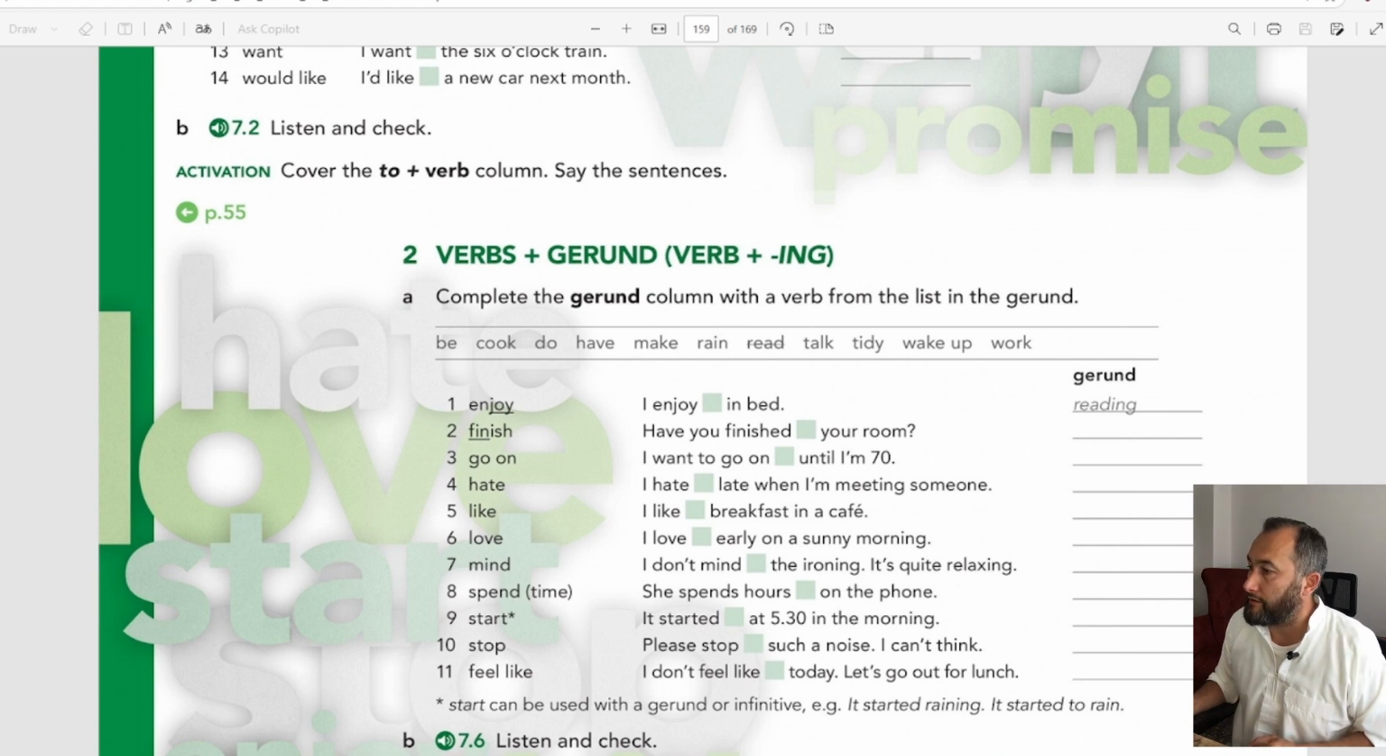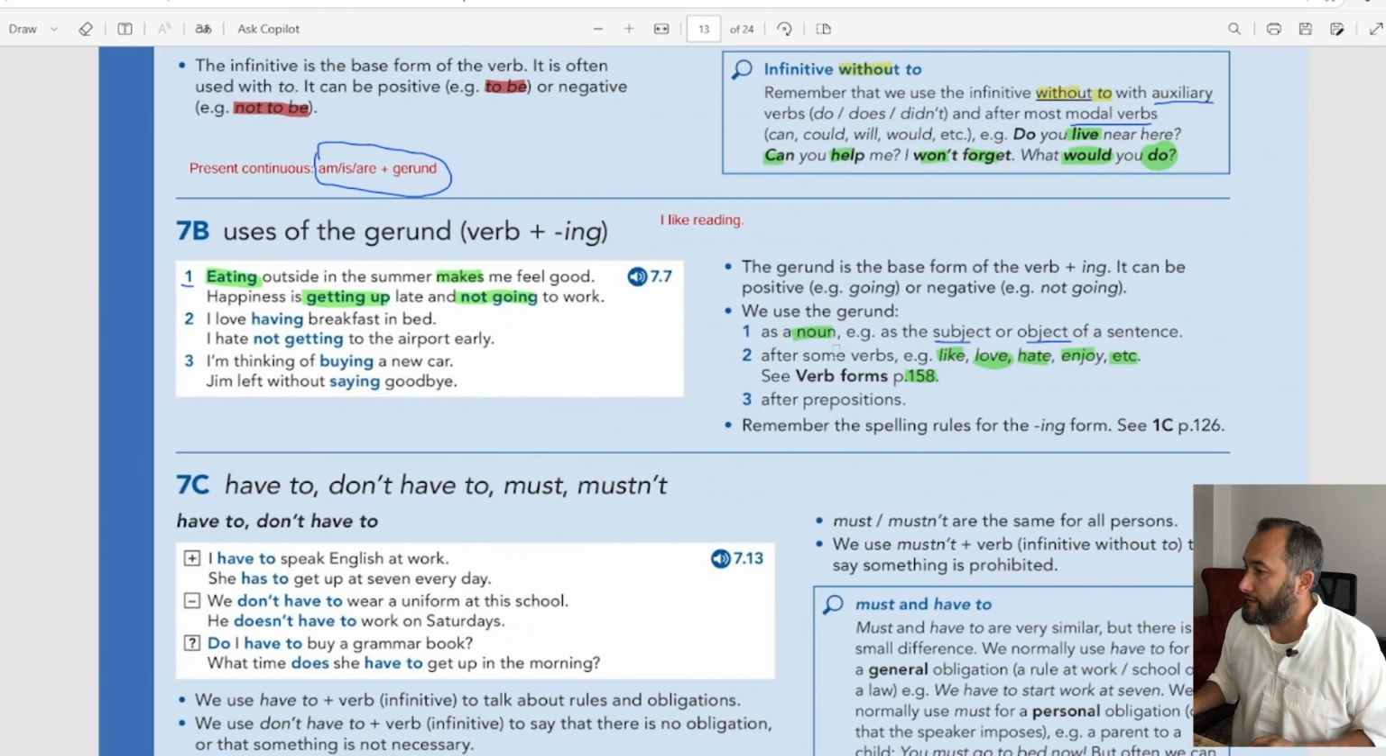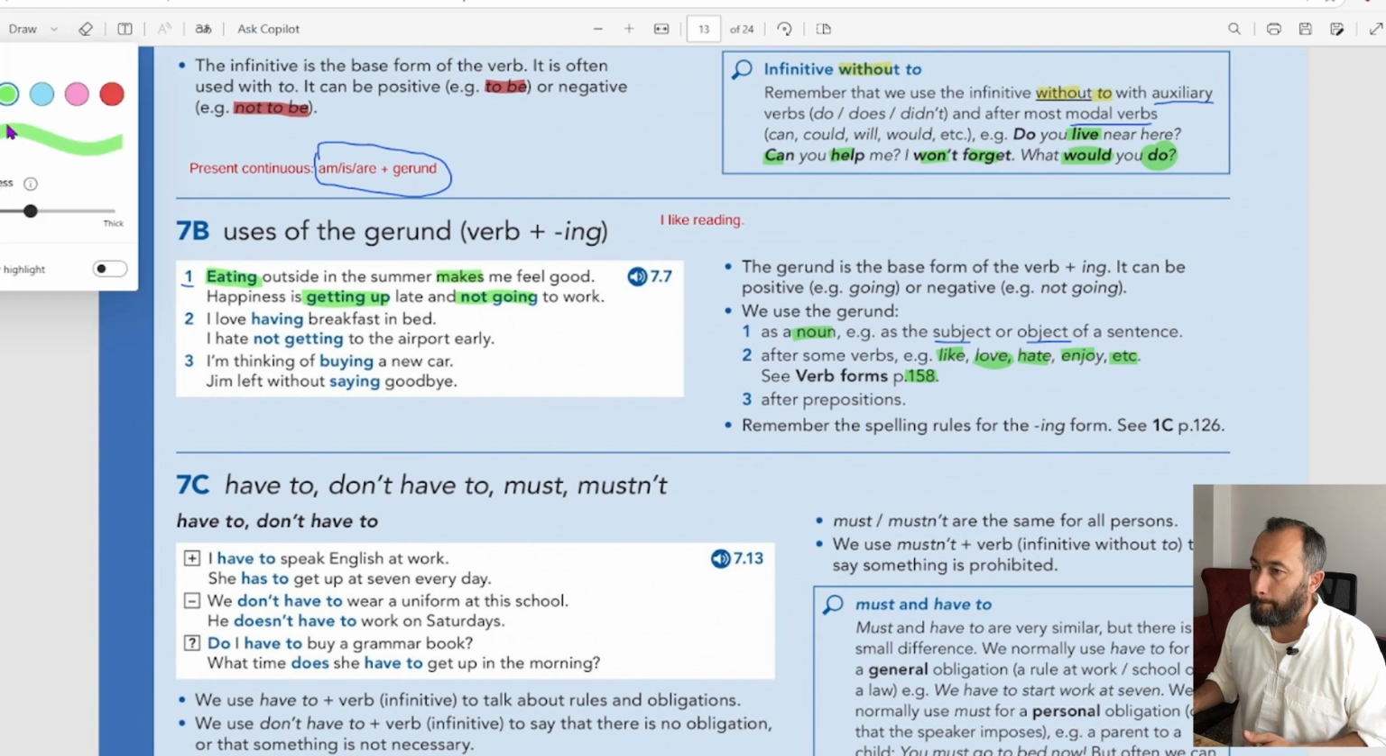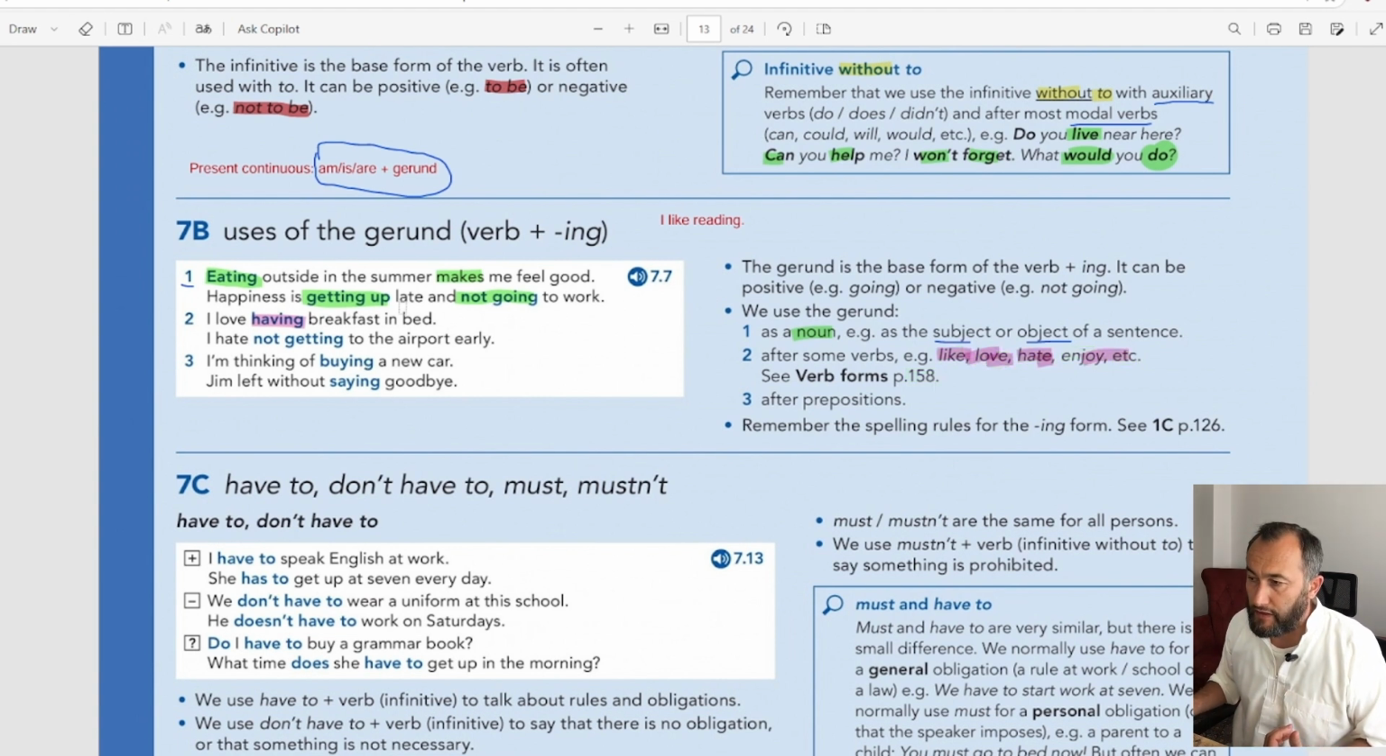So we're going to go back to the rule page. This is the second example for that. I love having breakfast. Let's make this another color. Second rule: I love having breakfast in bed. Or I hate, negative form, not getting up. I hate not getting up.